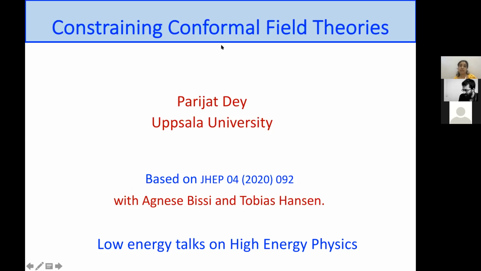So I'll be talking about how to constrain conformal field theories, and this is mostly based on a paper with Nasbc and Tobias Hansen from Uppsala. We know that conformal field theories describe universal physics of scale invariant critical points. They basically describe continuous phase transitions and are very important to develop a deep understanding of quantum field theory. So we will see as we go along how to constrain these theories using symmetries and some other consistency conditions.